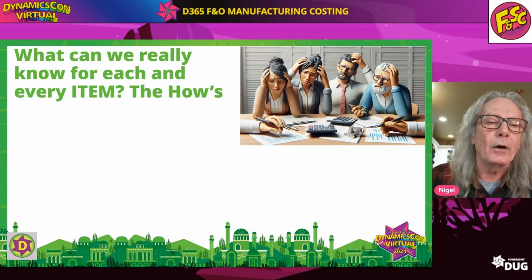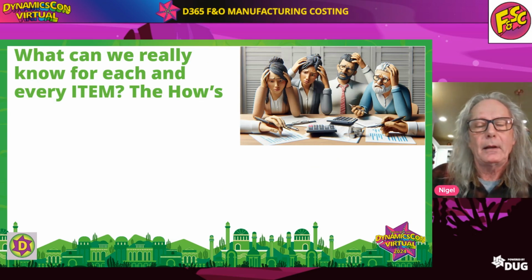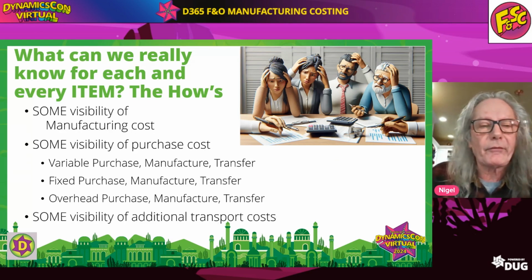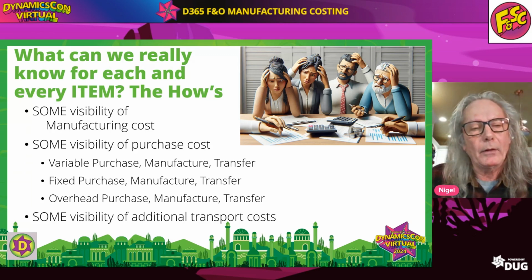So what do we really know for each item and every item? This is the hows. And you can see all those people scratching their heads. I kind of want you to be scratching your head right now, because you're going to have some visibility of the manufacturing cost. The true manufacturing cost is only something we can aim for. Same with purchase price.